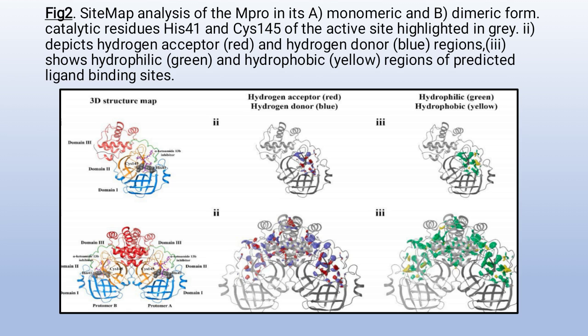This figure shows the SiteMap analysis of the main protease in its monomeric and dimeric form with the catalytic residues, that is histidine and cysteine, at positions 41 and 145 of the active site respectively. Hydrogen acceptor and donor are indicated in red and blue colors, while hydrophilic and hydrophobic regions are in green and yellow colors.